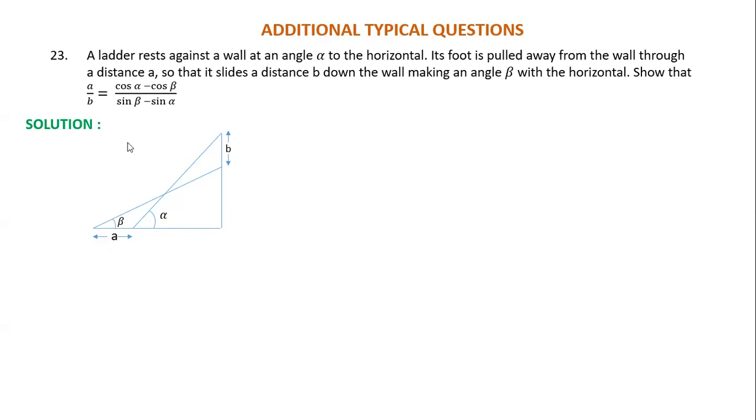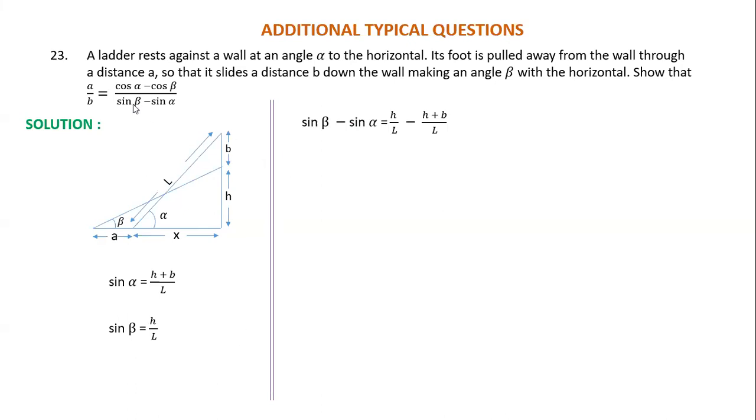Now, since the ratios are in sine and cos, we see this. Let this be x. And this is h. This is the ladder length L. If that is L, this should also be L. This length also should be L because the length of the ladder does not change. Now sine alpha is equal to h plus b upon L, because L is the hypotenuse, the ladder. And sine beta is equal to h upon L.